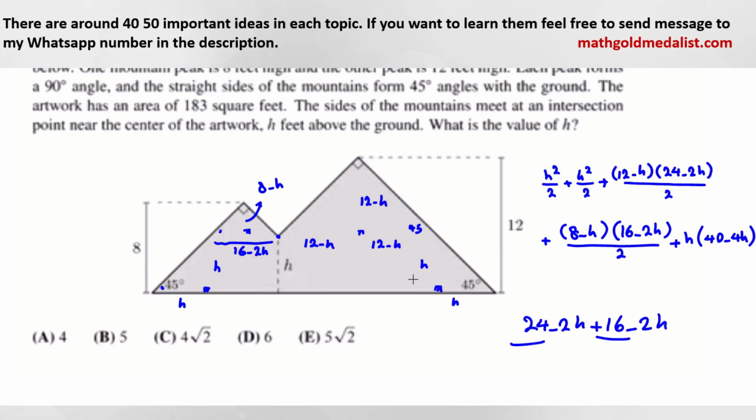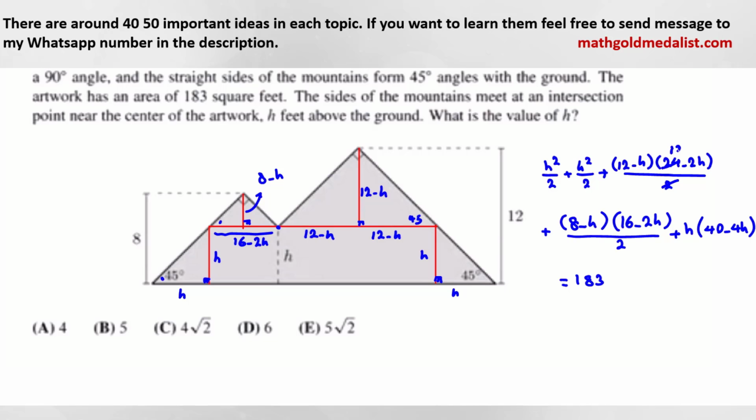Okay. So this one, we said, this one, this, and this. So here it is equal to what? 183. Now, one equation, one variable, we want to solve this.